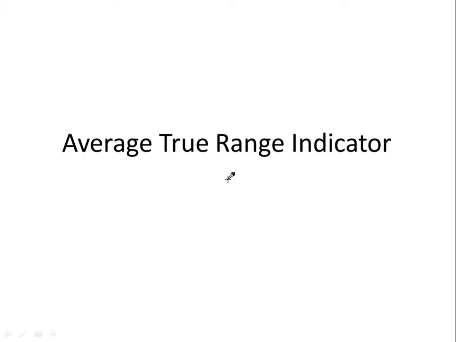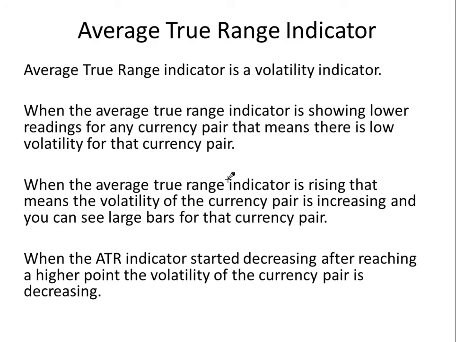Hi, in this video I would like to show you an indicator called the average true range indicator. The average true range indicator is a volatility indicator. When it is showing lower readings for any currency pair, that means there is lower volatility for that currency pair.